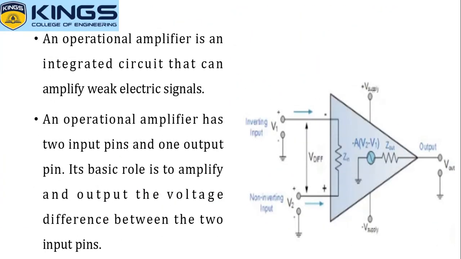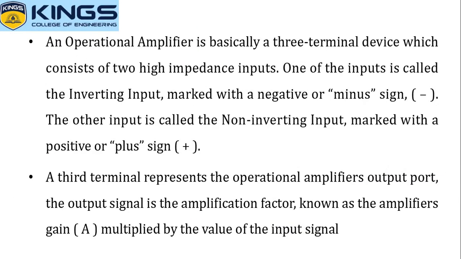An operational amplifier is an integrated circuit that can amplify weak electrical signals. An operational amplifier is basically a three-terminal device. Two are input terminals, and the third one is the output terminal. One of the inputs is called the inverting input, marked with negative. Another is called the non-inverting input, marked with positive. The third terminal represents the operational amplifier output port. The output signal is the amplification factor multiplied by the value of the input signal.